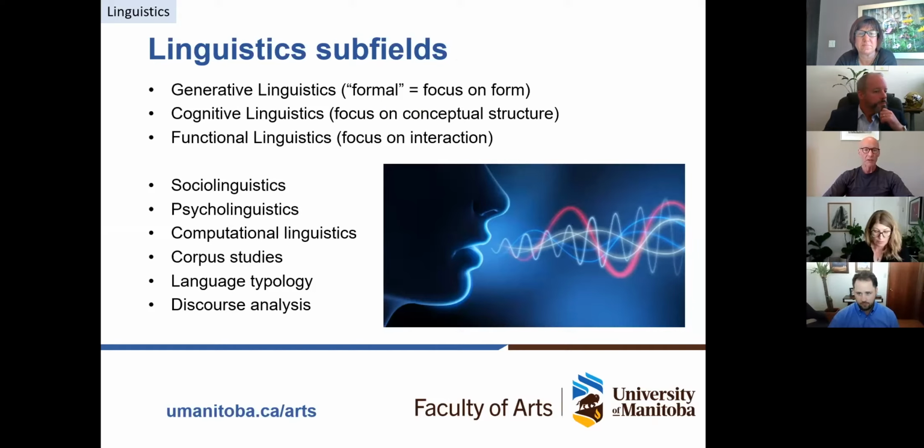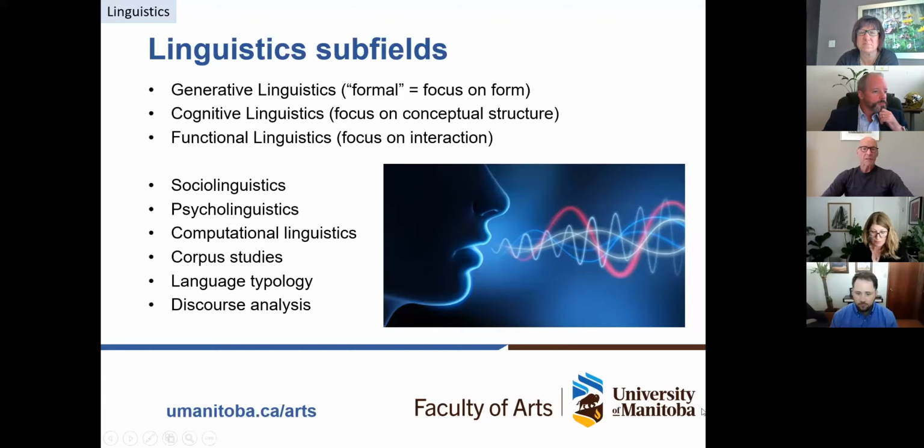One is called generative linguistics, and it focuses on form. So sometimes we call it formal linguistics. That doesn't mean that it's different from informal. It means that form is the interesting thing to look at. And so in that sense, we look at what the structure of language is, just in and of itself.